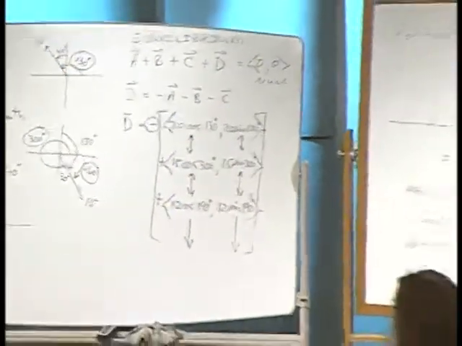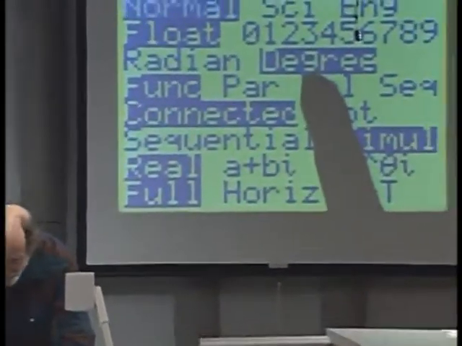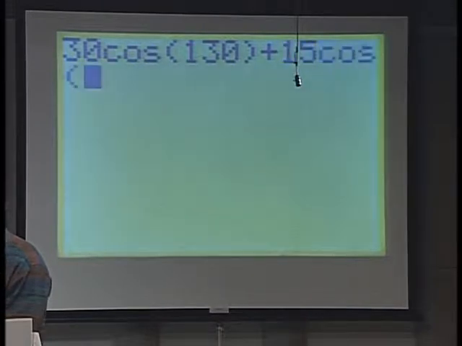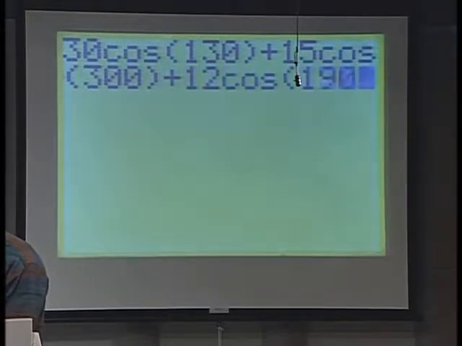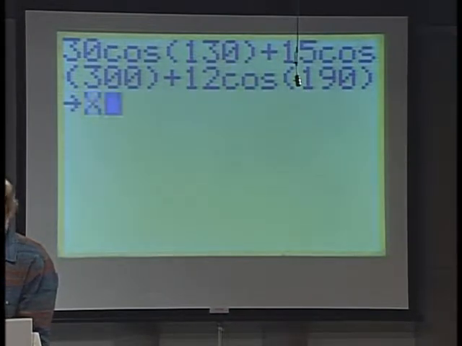So, over on the calculator now, checking the mode of the calculator, I'm in degree mode. And so here we go. 30 cos 130 plus 15 cos 300. And I'm adding to it 12 cos 190. And should I store that somewhere? Where should I store it? Store alpha x. Sound reasonable?